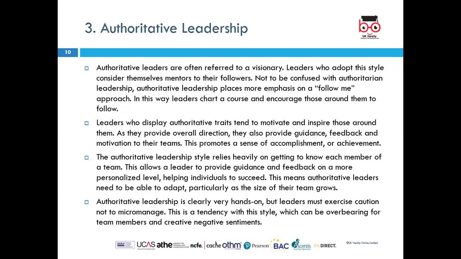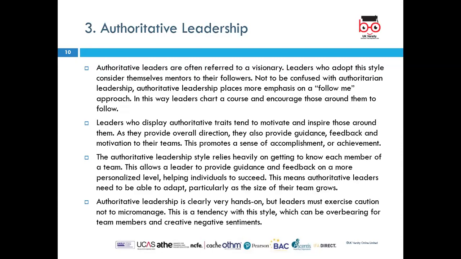style of leadership. But leaders must exercise caution, because there's a lot of micromanagement in this, because you're getting to know people very thoroughly and you're asking them to follow you. So there's a lot of authority, a lot of check and balance, which puts a lot of responsibility on the leader. The leader is doing most of the stuff, and they're asking the people to follow them. And there can be team members who develop negative sentiments towards this leadership.